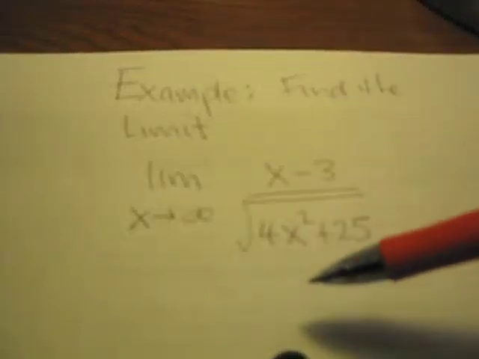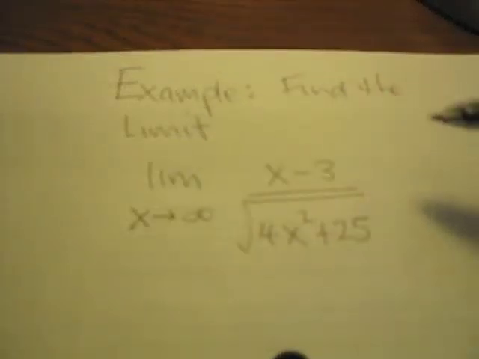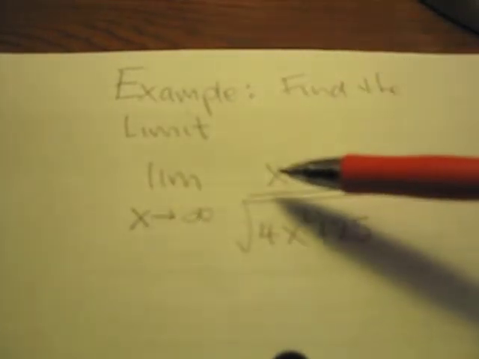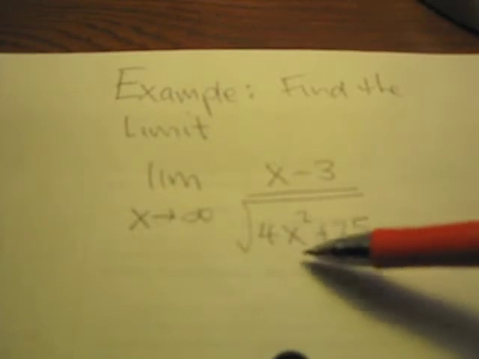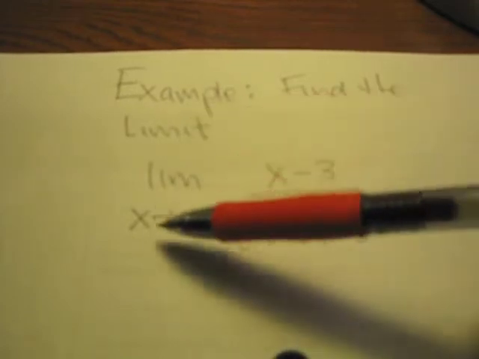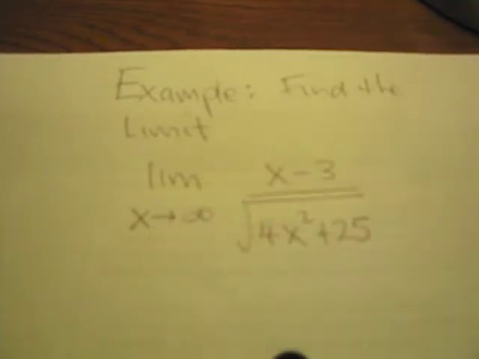Okay, in this question we're asked to find the limit, and this limit involves the limit as x approaches infinity of (x minus 3) over the square root of 4x squared plus 25. Alright, so this is a limit where x is going towards infinity, so it's a limit that involves an infinity.